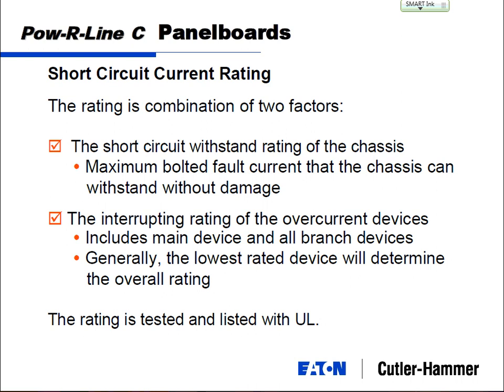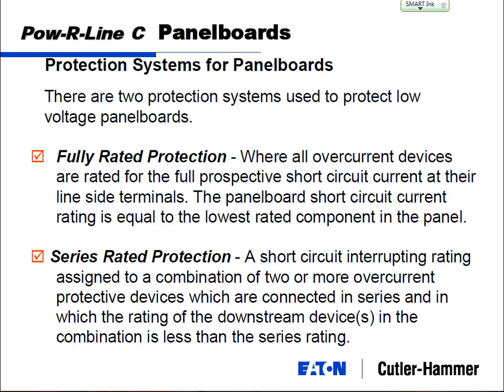From the short circuit rating, there's two things we look at from the panel board. First is the withstand rating of the chassis itself, and that's maybe how many insulators and standoffs we put in there to hold the bus bars together. Second is the interrupting rating of the overcurrent devices, which is the main and the branch. Generally, the lowest rated device will determine the overall rating, but I'm going to put an asterisk on that. The asterisk is that you can get by with something called series ratings. So it's probably a good point for this.